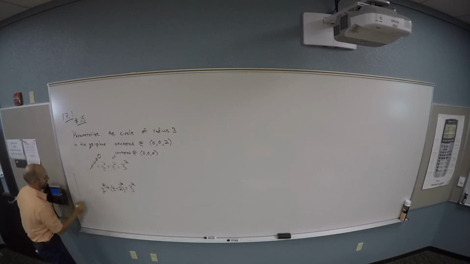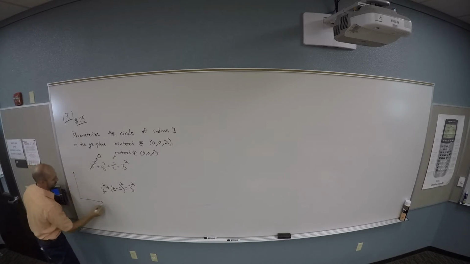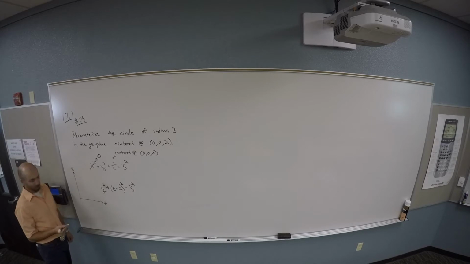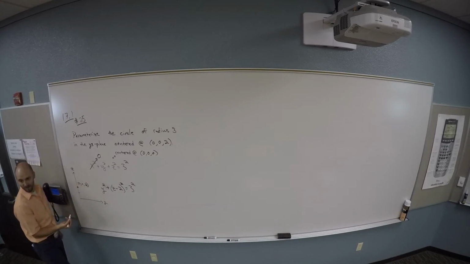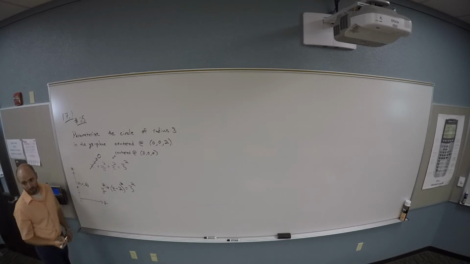Here's the YZ plane, right? The center should be (0, 0, 2). So what's something 3 away? (0, 0, negative 1) or (0, 0, 5), right? I could test those, and they would work.